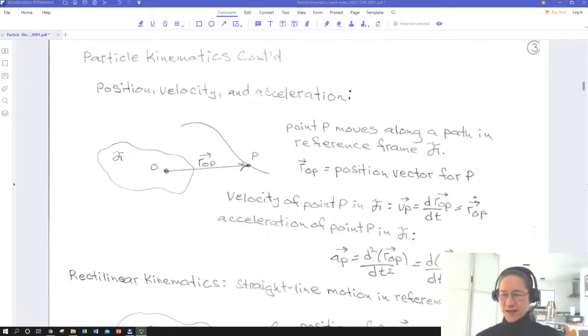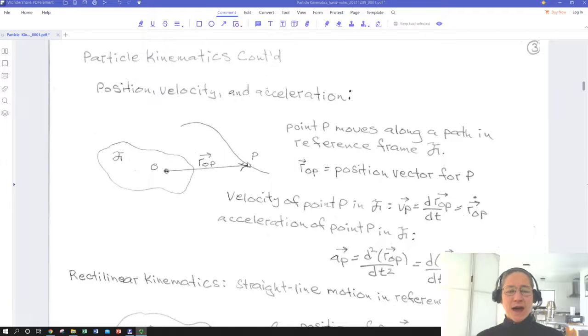But let's drop back to the basics in the more general case. And for that, we'll need to share our notes. So position, velocity, and acceleration. Okay, so we have a path out here in space. So this is effectively 3D. It's moving in any one of three orthogonal directions.